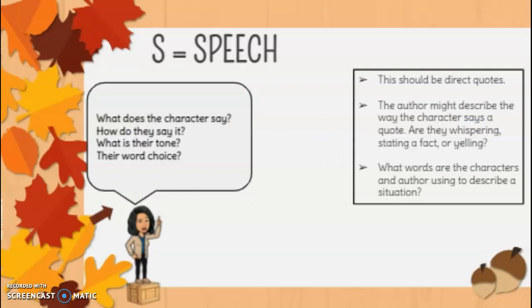So STEAL stands for speech. Okay, what is the character saying? What are the direct quotes in the novel, in the story? So in The Other Side of the Sky, which is what we're going to be breaking down, how do these characters say it? What is their tone? What word choice do they choose? Okay. The author might describe the way that a character says a quote. Are they whispering, stating a fact, or are they yelling? Okay. What words are the characters and authors using to describe a situation?